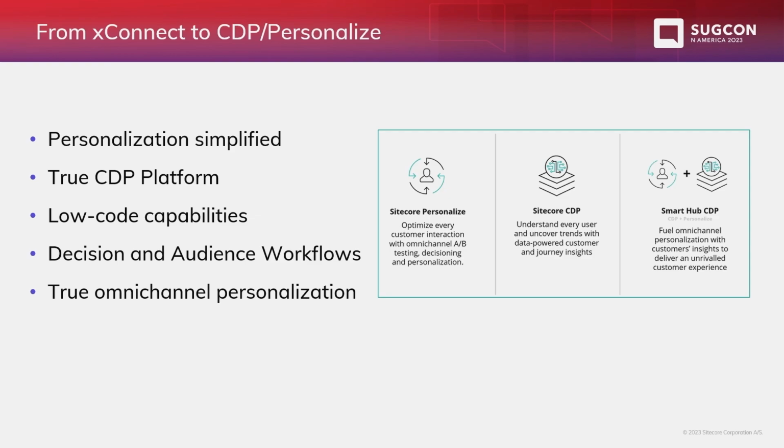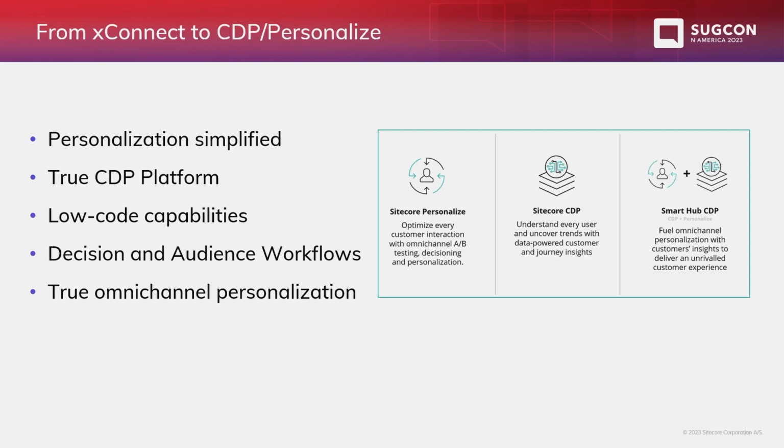real CDP platform. It allows for low-code capabilities, so we can integrate Sitecore CDP Personalize with our systems in a low-code way, and there are a lot of connectivities now available through Sitecore Connect over Kato. It allows for decision tree and audience workflows, where we can create relatively complex workflows that can help us do quite a bit with our personalization. And it is truly omni-channel personalization. So we can inject personalization routines on pretty much any asset we have, mobile apps, kiosks, etc.